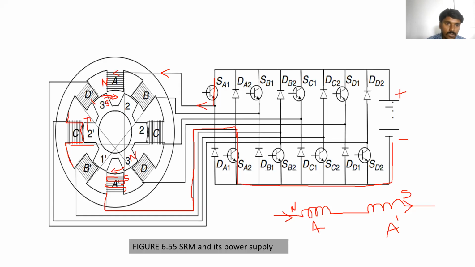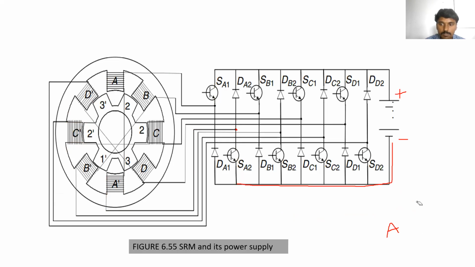Clear? Now again the position sensor will identify the position of the rotor, and the B coil should be excited. This rotor position sensor will give the information to the DSP controller, and the DSP controller will turn off the switches SA1 and SA2, and it will turn on the excitation for the B coil.